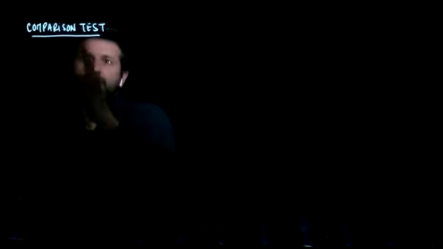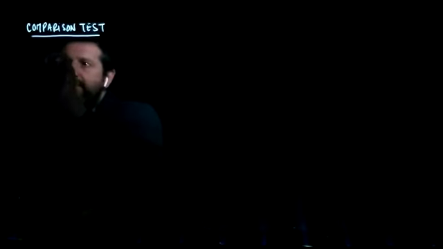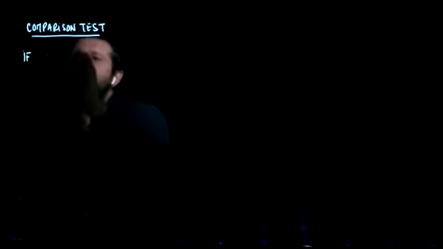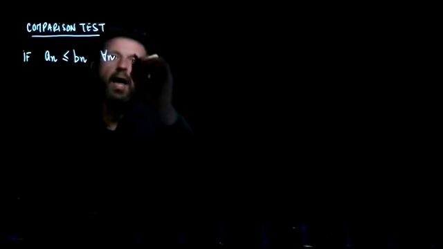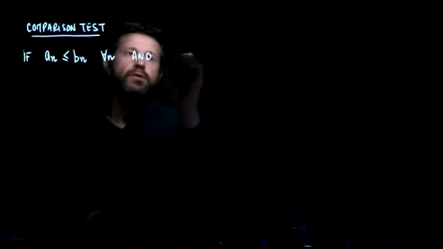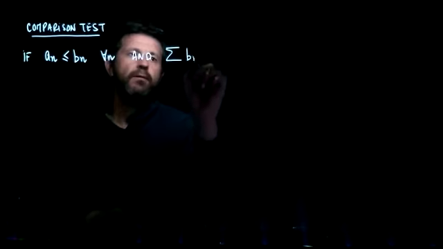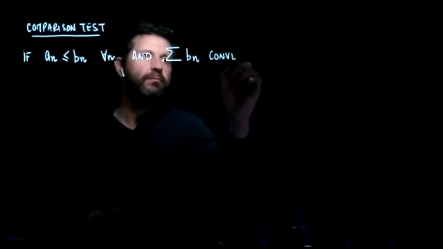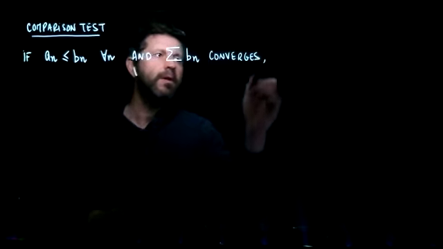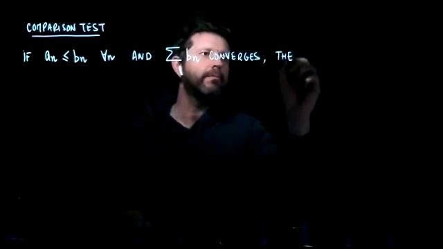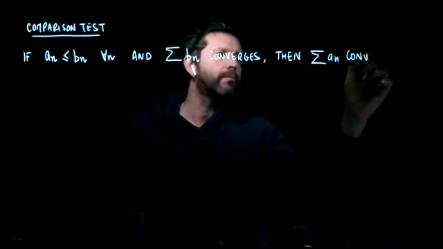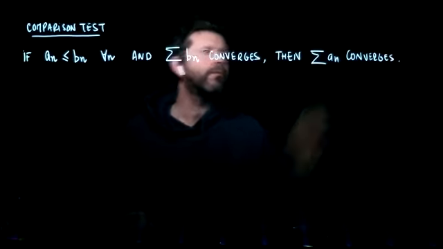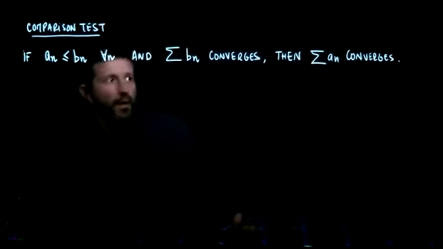Okay, so the first comparison test is as follows: if an is smaller than or equal to bn for all n, and the series bn converges, then the series an converges. Okay. That's the first statement.